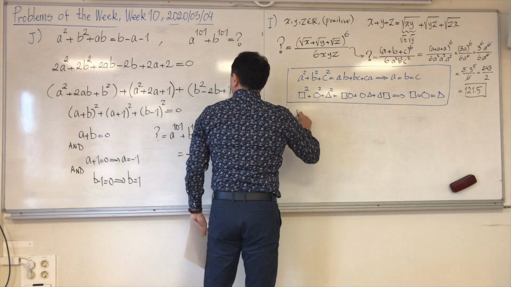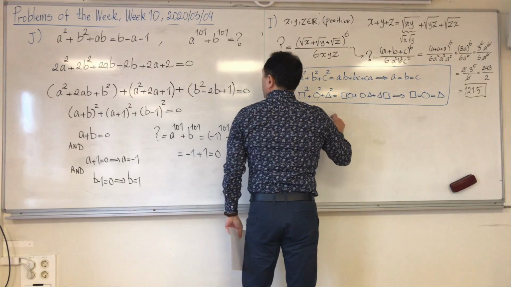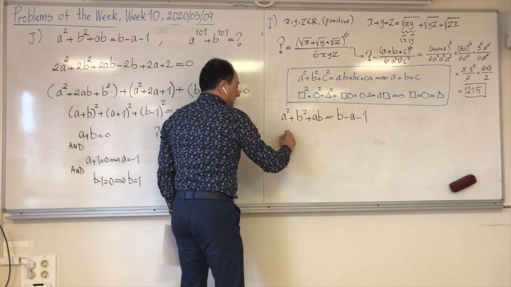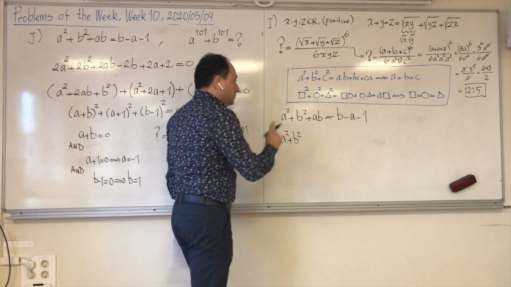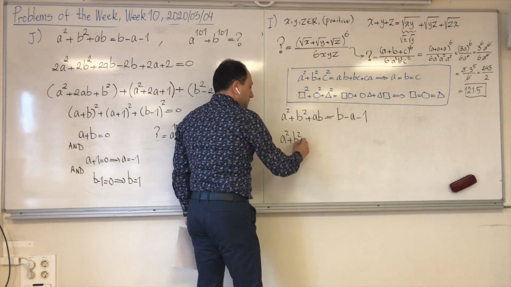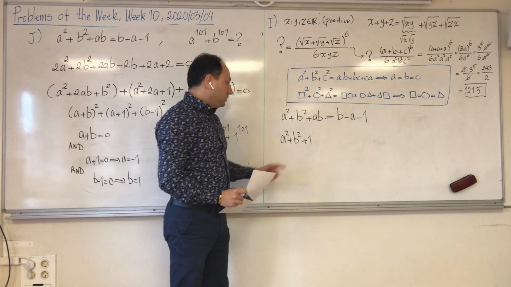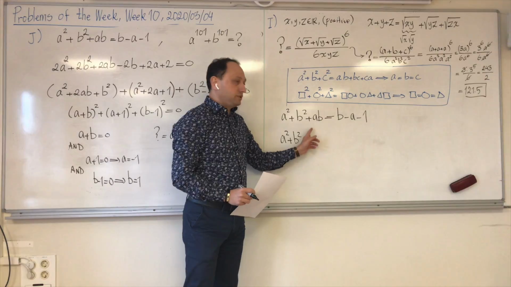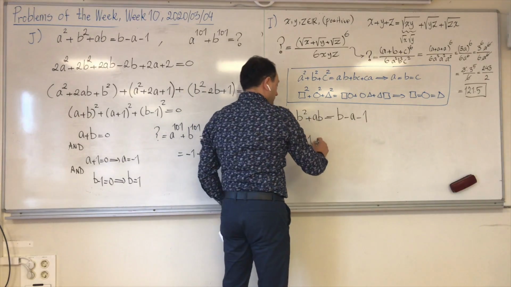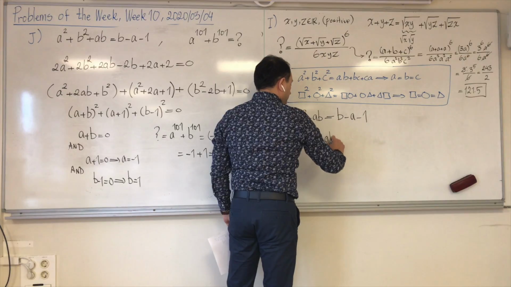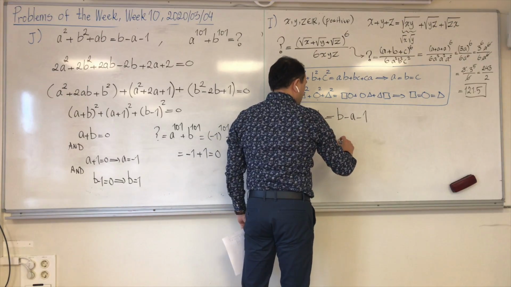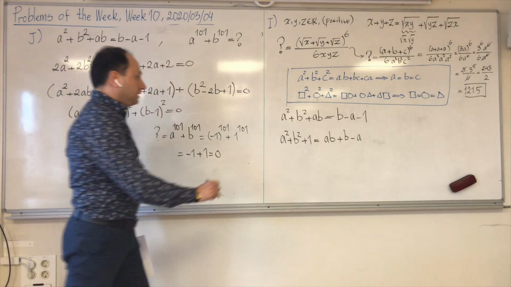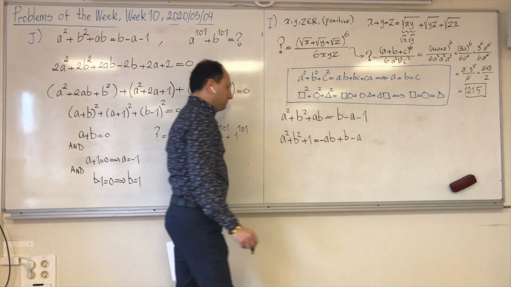So I have a squared plus b squared plus ab is equal to b minus a minus 1. Okay, I already have two complete squares, a squared plus b squared, so far so good. But then I move -1 to the left, it becomes +1. What is the motivation? Because 1 can also be viewed as 1 to the 2. So that's also a complete square. So let me move ab to the right. Yes? No, sorry. This ab to the right, it becomes negative ab.